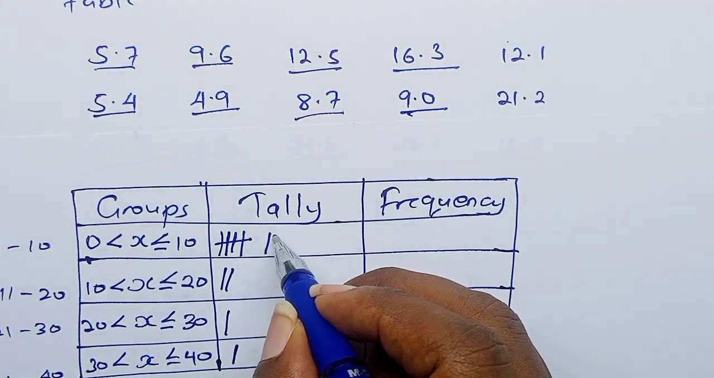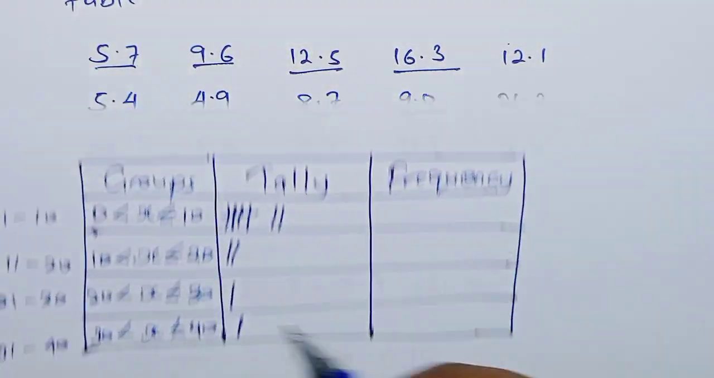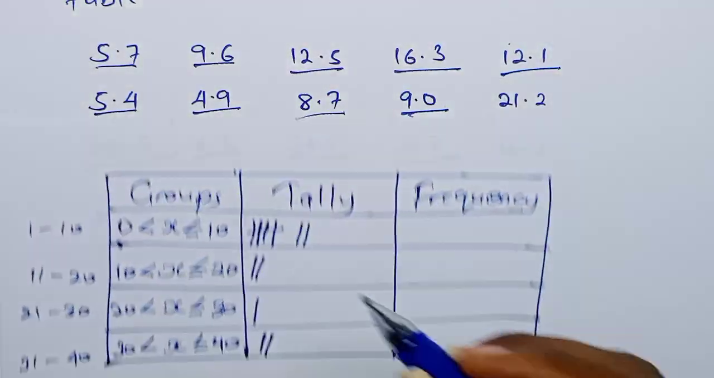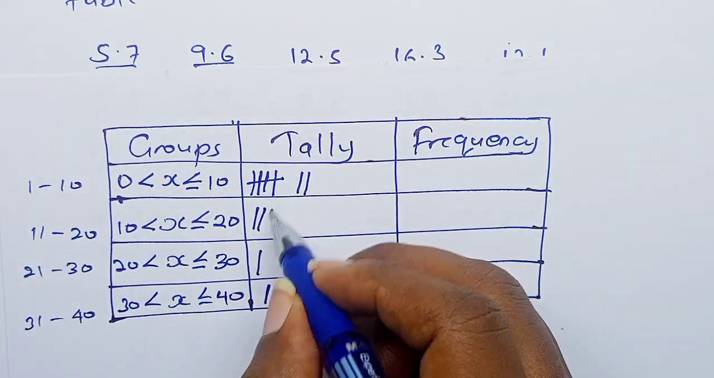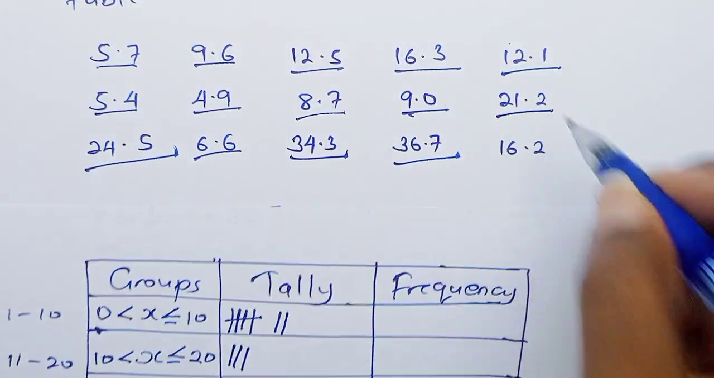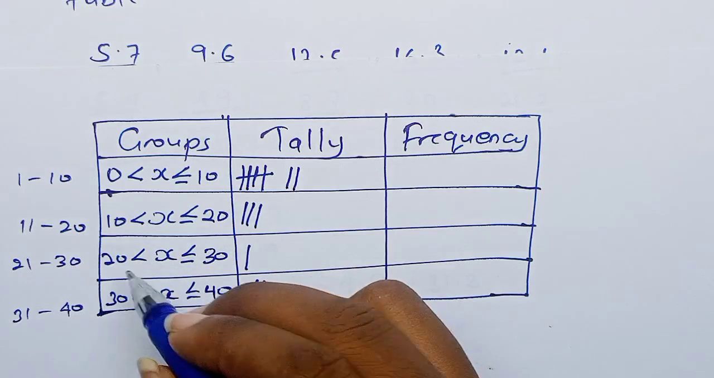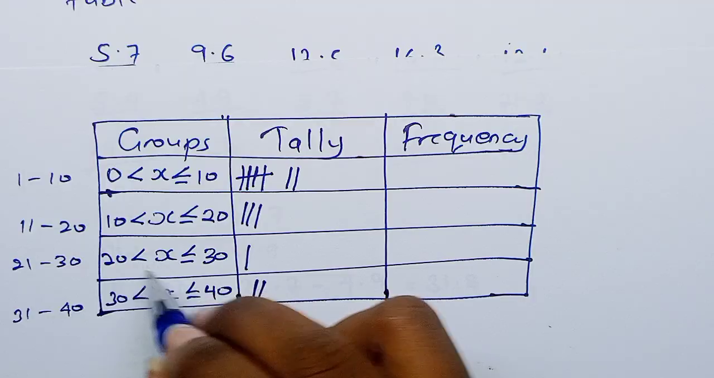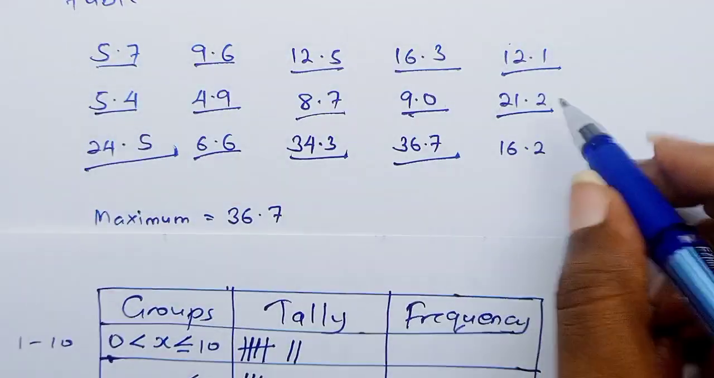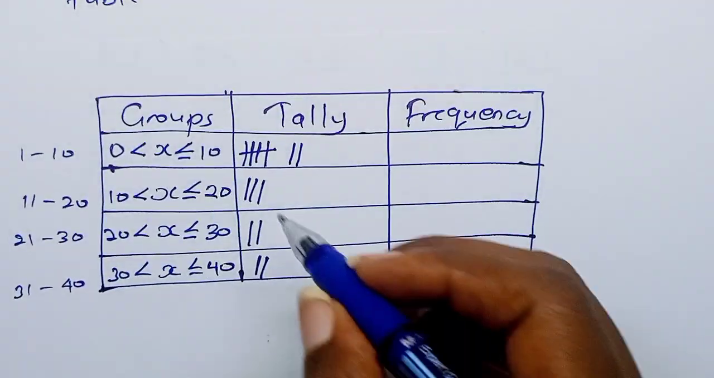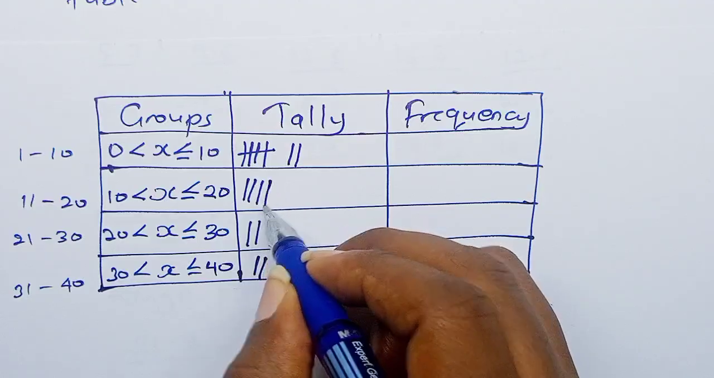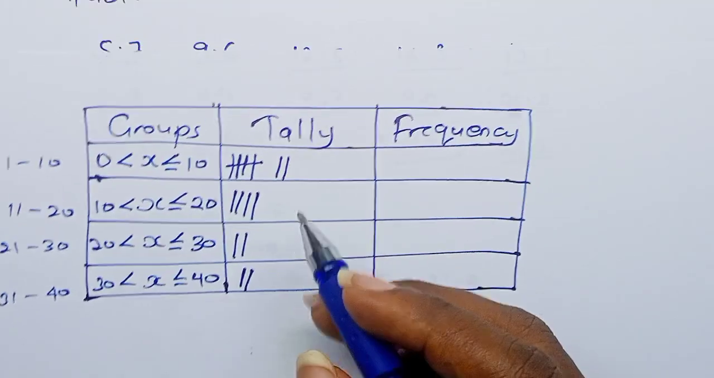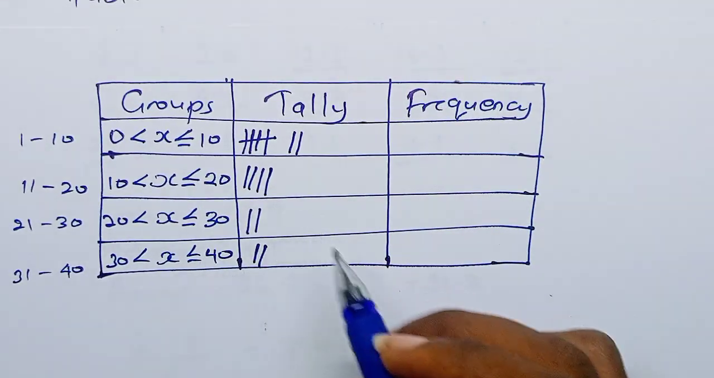9.0 falls in this group. 36.7 falls in this group. 12.1 falls in this group. 21.2 falls in this group. Here, x is greater than 20, so 21 falls here. Then 16.2 falls in this group. So we have marked all of them, so we have covered all of them. This is our frequency table.